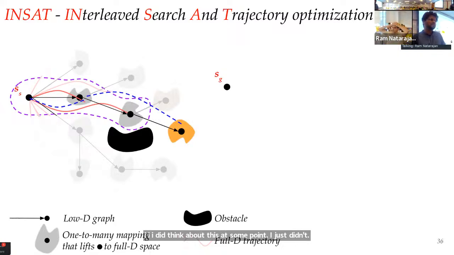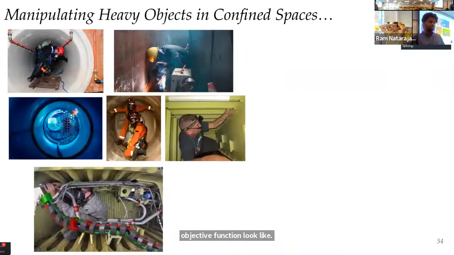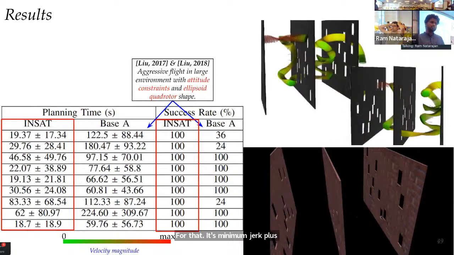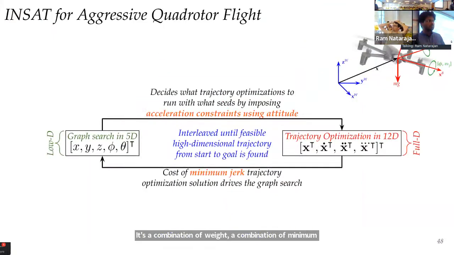I was wondering also on the drone stuff, around slide 50: what does your objective function look like? For that it's minimum jerk plus a weighted combination of minimum jerk and duration of the trajectory. So you're solving some sort of minimum time formulation, with time explicit. Yes. So I was wondering, what about including time in the graph search? That's totally doable. We do it all the time for other applications, just that we didn't do it for this one. That's very good. I don't know why I didn't do it for this application.